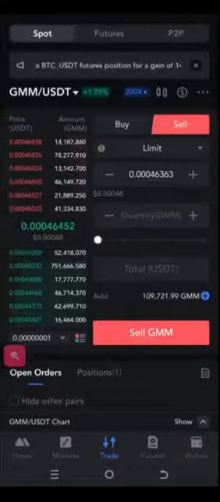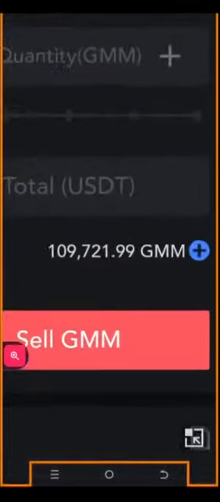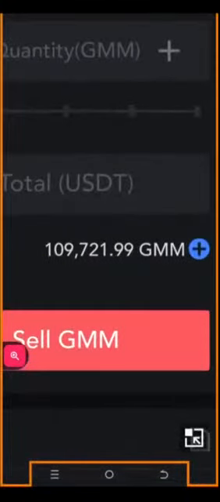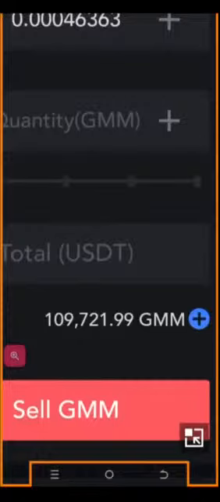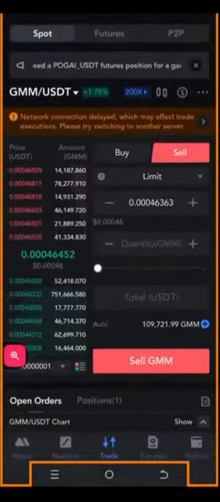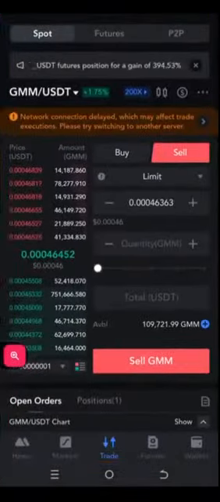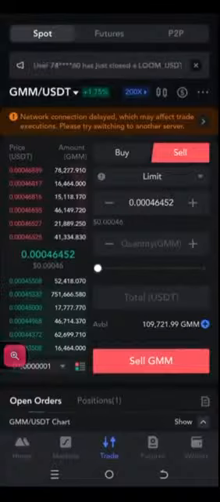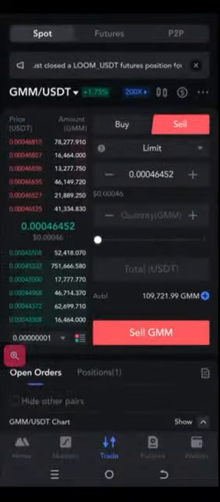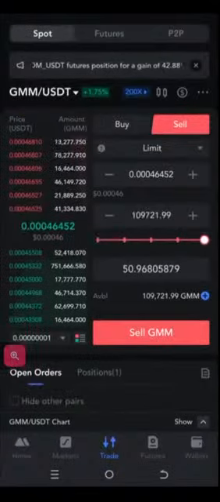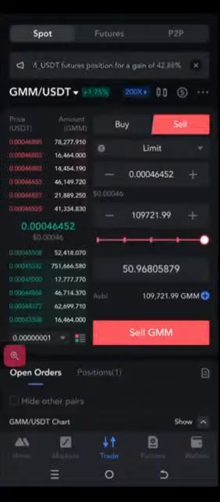All right, it's here. As you can see, we've got our money here. That's 109,721 GMM. Okay, so let's quickly go and set our sell limit. But let's even quickly see if we just want to sell outright. What is that going to give us? Okay, so let's put the entire 100%. Oh, this is 50.96. So that means if I click on sell, that's going to put me in the queue.